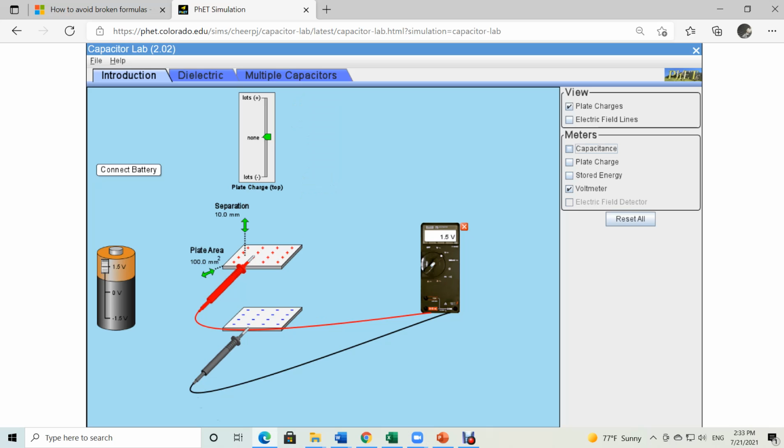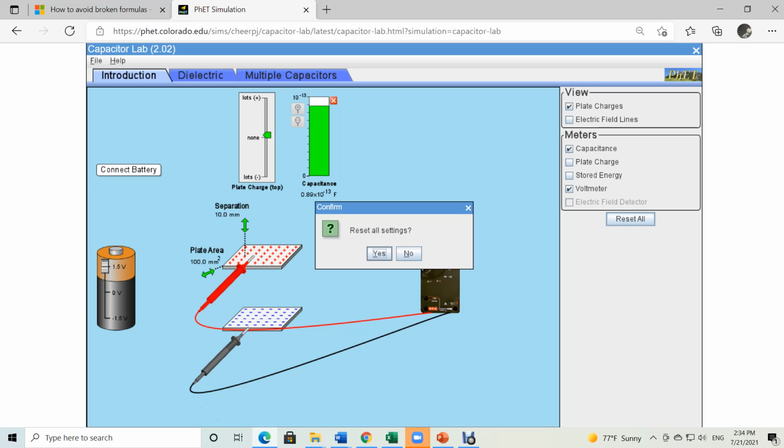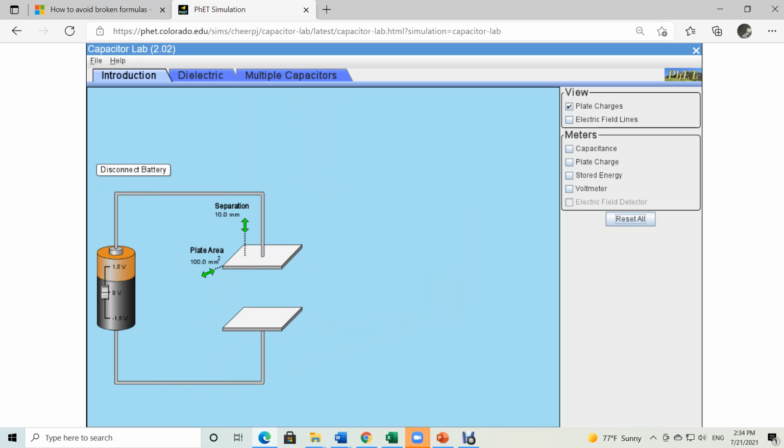If I uncheck, right, capacitance is going to disappear. Check again. Plate charge, see that? There's no plate charge there. Oh yeah, there is. Why does it say no plate charge? Interesting. Okay, I gotta start all over again. Reset it all. Yeah, let's reset it.